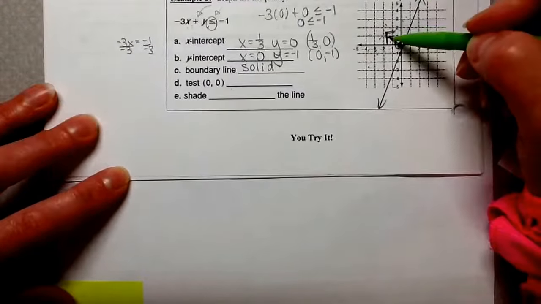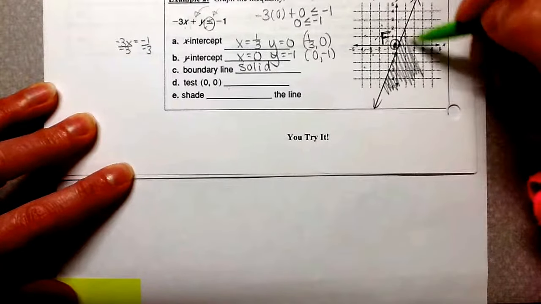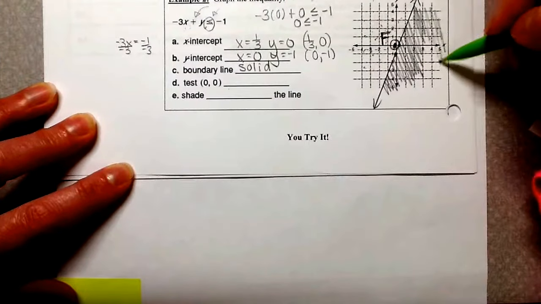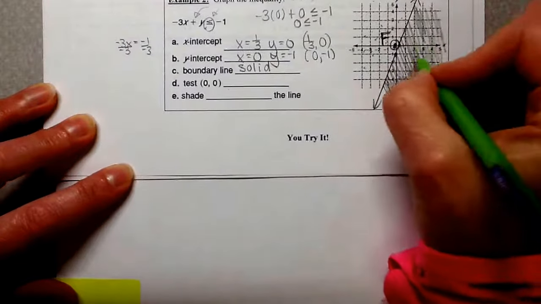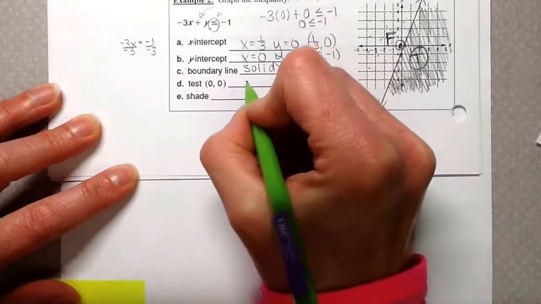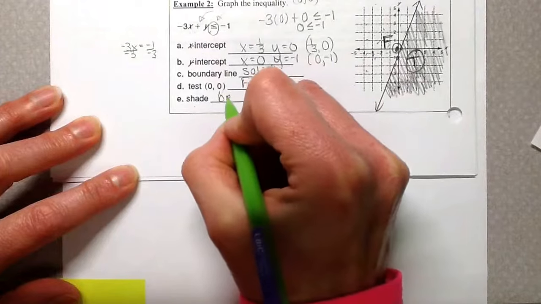So if we find the false side, we have to shade on the opposite side. You always shade on the true side. So this doesn't mean that this is always false and this is always true. You have to test the point to see if it's true or false, and you always shade on the true side. So this side is true. That's why we shaded here. So we tested (0, 0), and it was false. So we shade below the line.